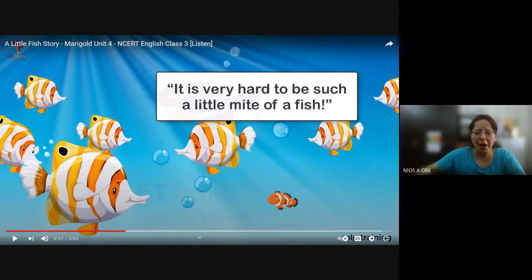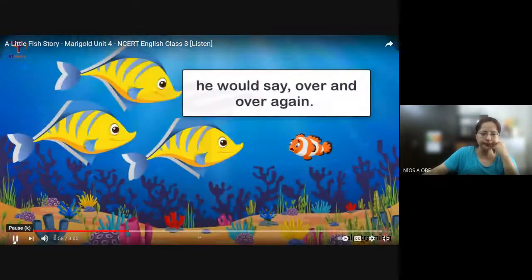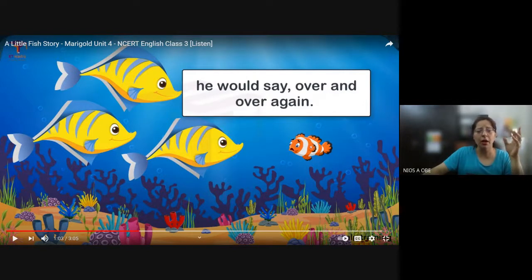I am so small. Show me crying. Anirudh, show me crying. This fish was crying. I am so small. All the others are so big. So this little fish would say it over and over again. This fish kept saying, I am so small. The other fish are so big. Okay.